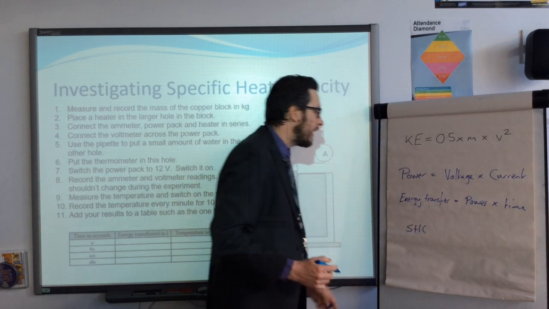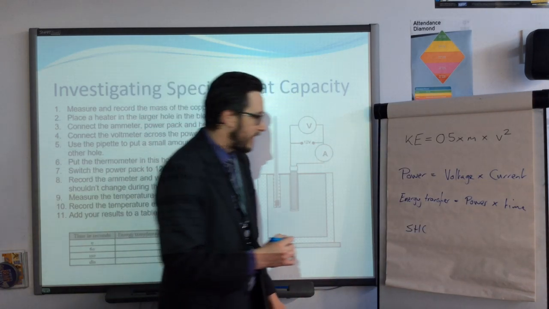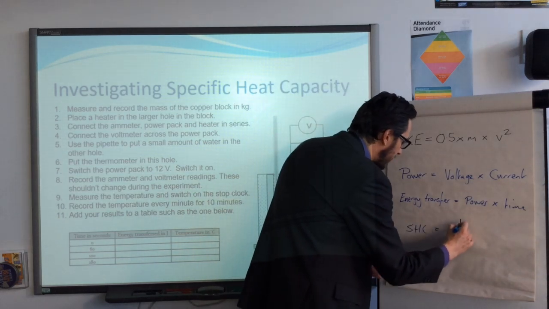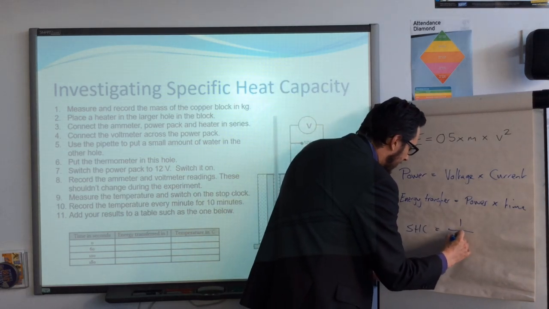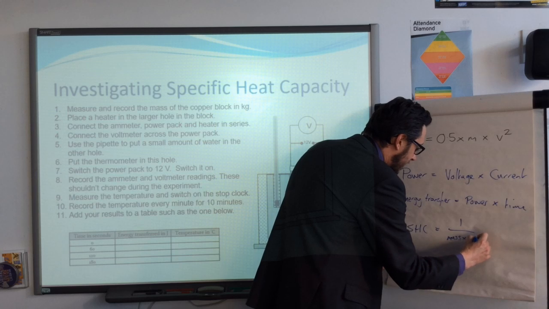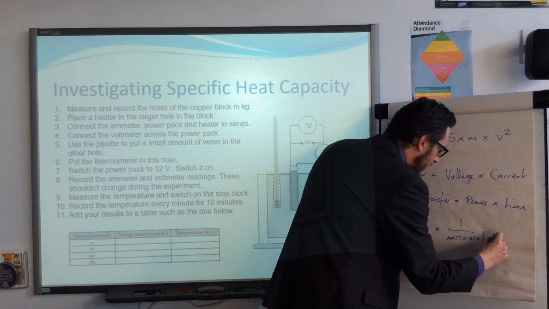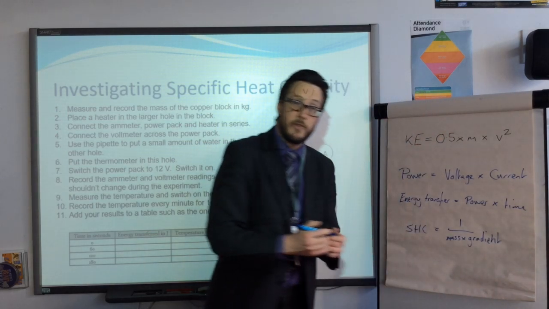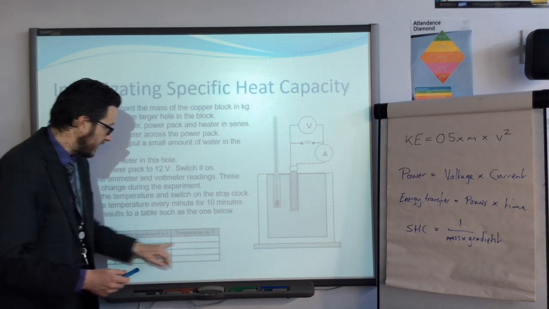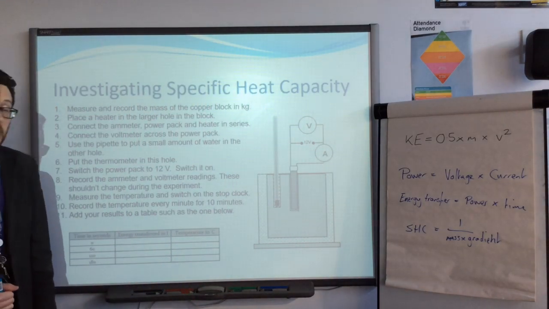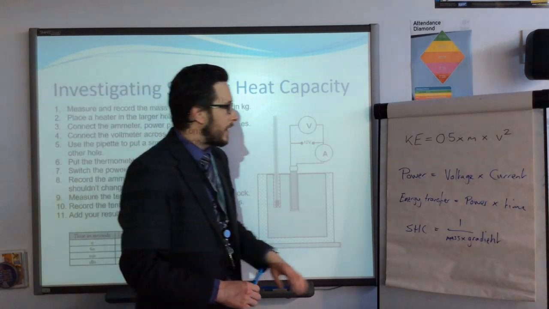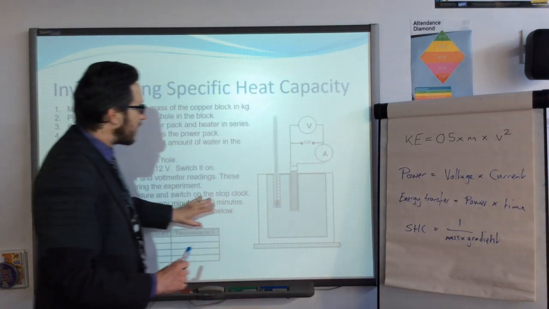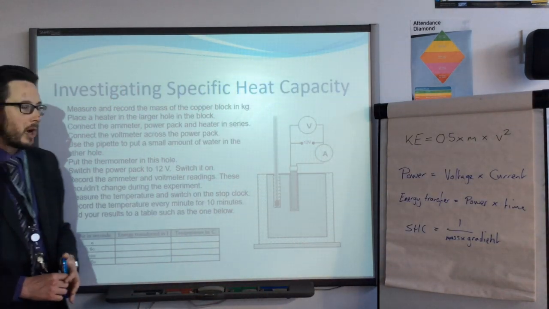I'm going to write SHC for the specific heat capacity. It can be found by doing 1 over the mass times the gradient of the line. By gradient I mean the slope of the line on the graph that you plotted from this data. As I say, it's a pretty nasty practical because there's all of that to go through to get the results, but that's an overview of how it works.